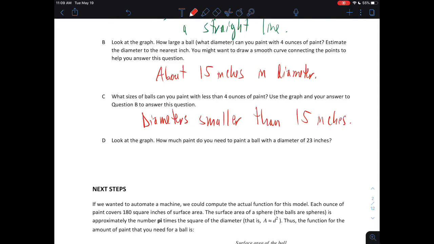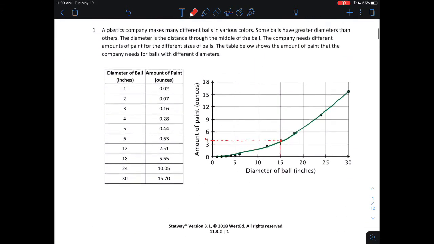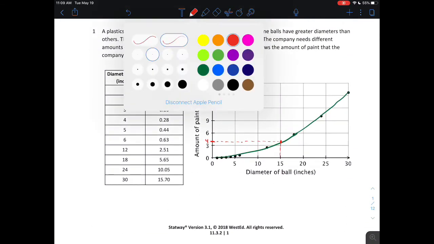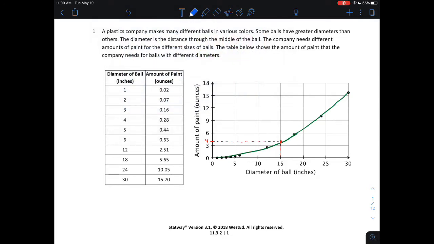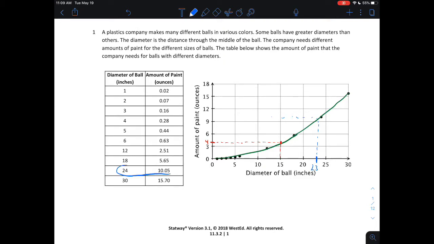And then finally, part D, look at the graph. How much paint do you need to paint a ball with a diameter of 23 inches? So going back to our graph, now they are saying that we have a diameter of 23 inches. 23 is a little more than halfway between 20 and 25. You can also see that we were given that if the diameter was 24 inches, it would need 10.05 ounces of paint. So if we think of that as somewhere near 23 also, it looks like maybe we would need about 10 ounces of paint.